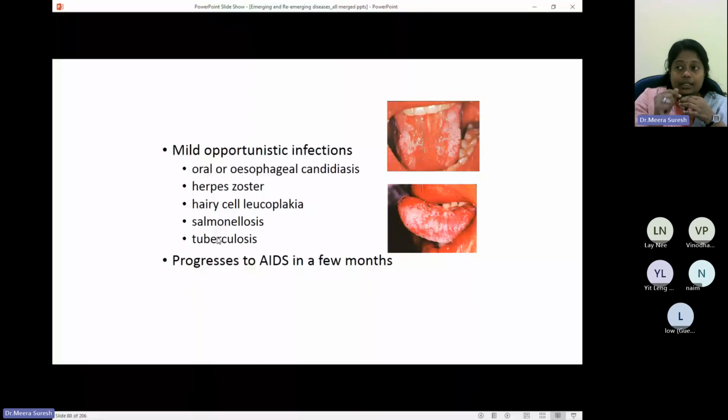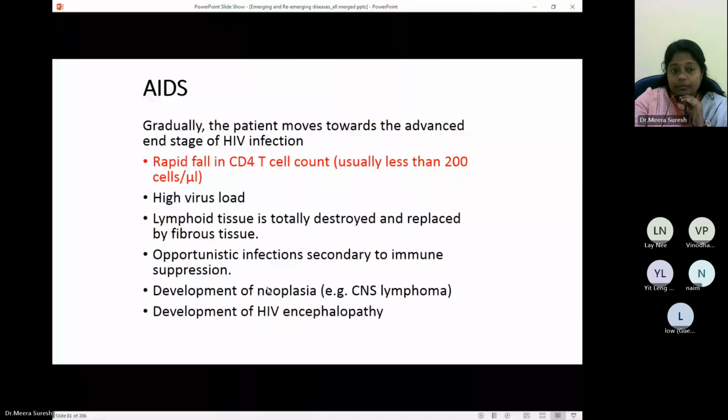So whenever a person is diagnosed with HIV or TB, they are tested for the other disease also, because tuberculosis and HIV are so closely associated. Then they may progress to AIDS in a few months and to death if the treatment is not taken. Gradually, the patient moves towards the advanced end stage of HIV infection.